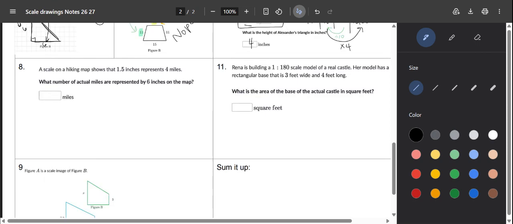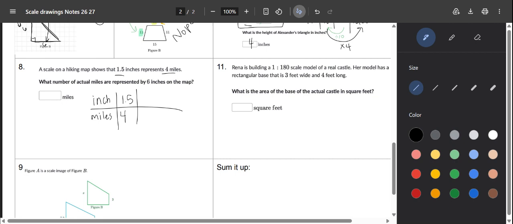All right, our next problem says a scale on a hiking map shows that 1.5 inches represents 4 miles. What number of actual miles are represented by 6 inches on the map? This is another problem where I would recommend using a table. So we're going to compare inches to miles. And they said that 1.5 inches represents 4 miles. So make sure you match those units up. And they want to know the number of actual miles that are represented by 6 inches on the map.